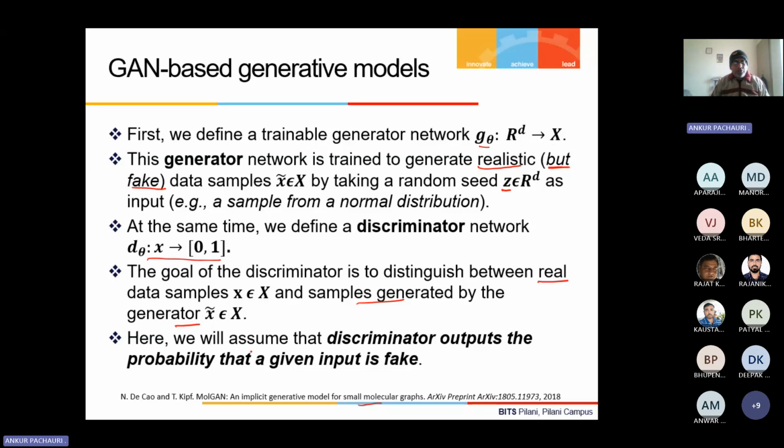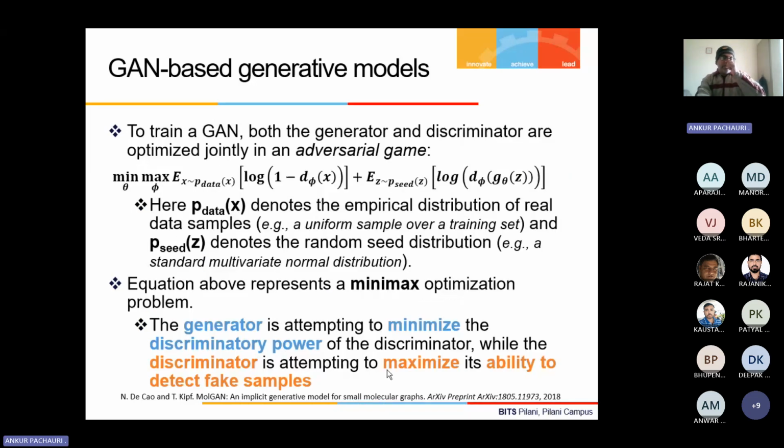Here we'll assume that the discriminator outputs a probability, obviously a probabilistic function that gives the probability that a given input is fake or real. So here also the main function is something like this. To train, both generator and discriminator are optimized jointly. Both of them are optimized as a min max function, so min over theta and max over phi.